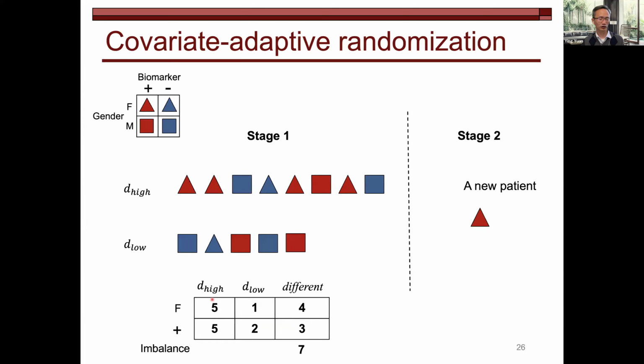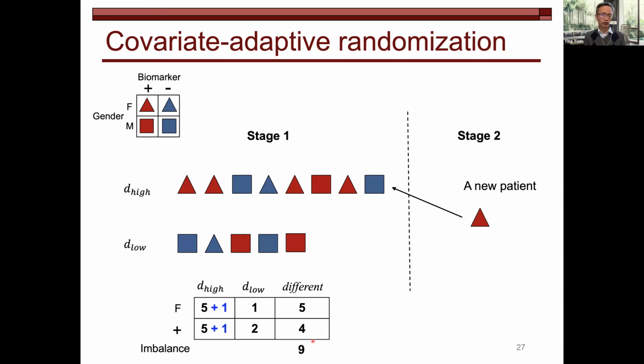So for example, in high dose, we have 5 female. In low dose, we have 1 female. In high dose, we have 5 marker positive patients. And in low dose, we have 2 biomarker positive patients. And the last row shows the difference, okay? So the difference for the male, female prognostic factor is 4 in terms of counts. And the biomarker is 3, and the total difference is 7.